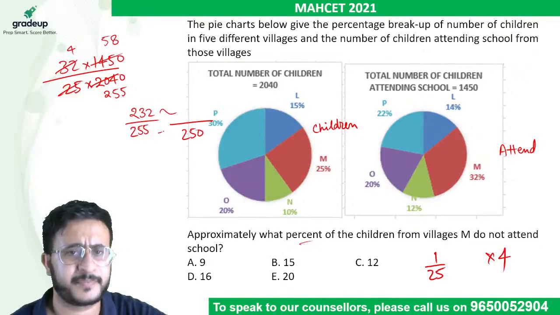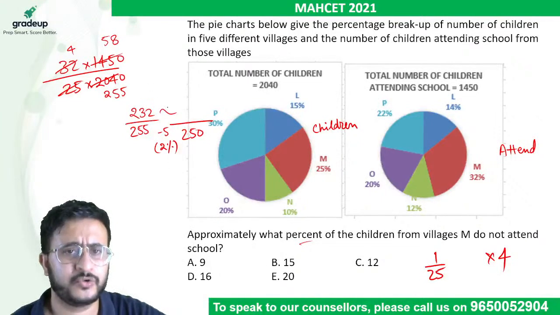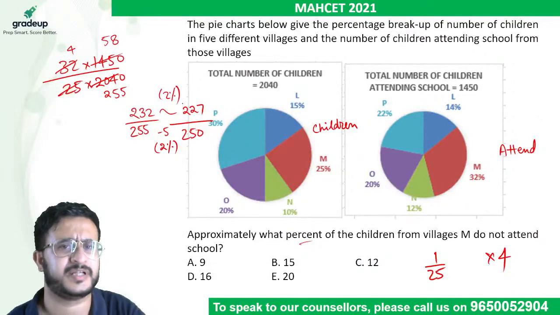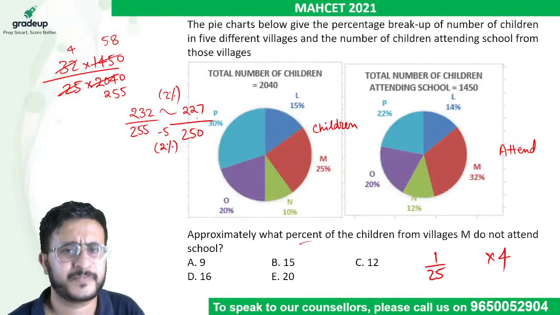What I'm doing is subtracting 5, which is approximately 2% less than the actual value. So take 2% less of this, or you can say that it is approximately the same number. You can call it 227 also. You calculate 2%, that is approximately 5, so 227 by 250 approximately.